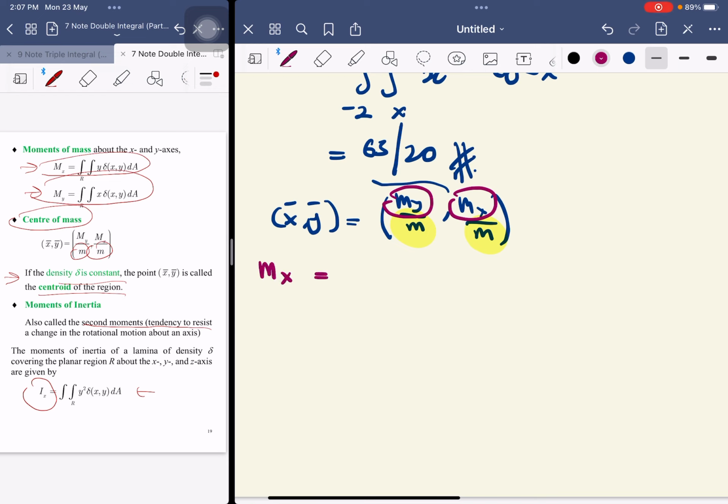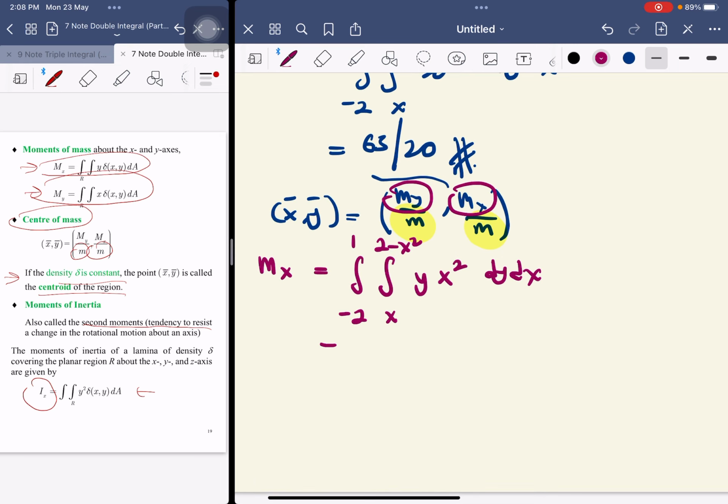Mx by definition is given by y multiplied with the density, which is x square. For our dA, we're going to apply the same order, dy dx, with the same limit as well, -2 up to 1, and for y, x up to 2 minus x square. If you solve for this one, you're going to get that the answer would be -9/7.